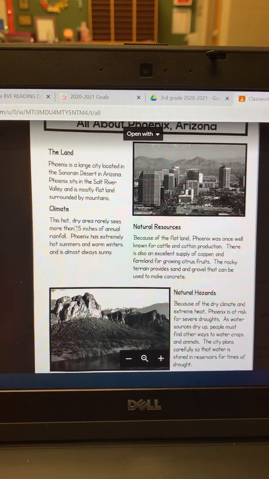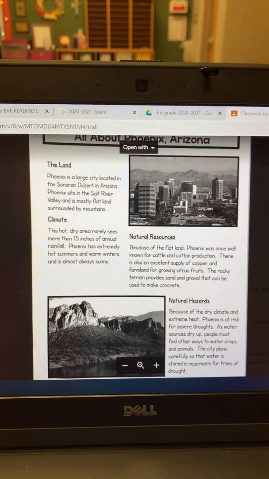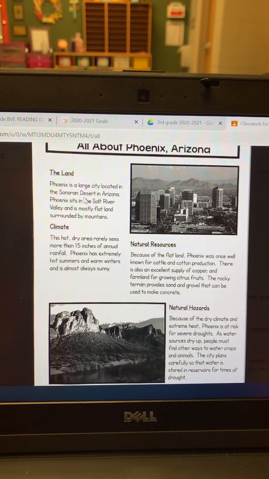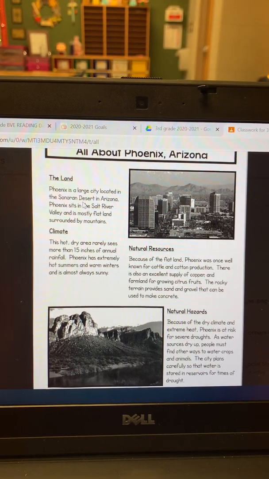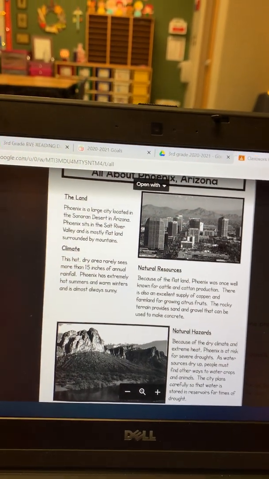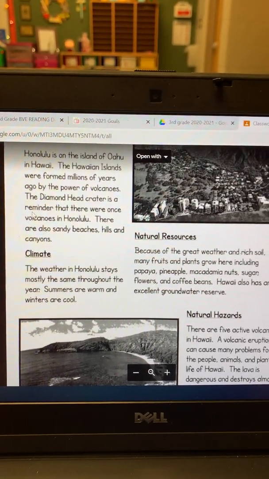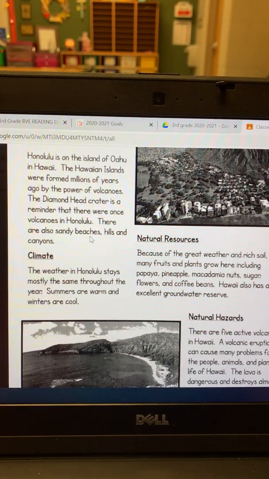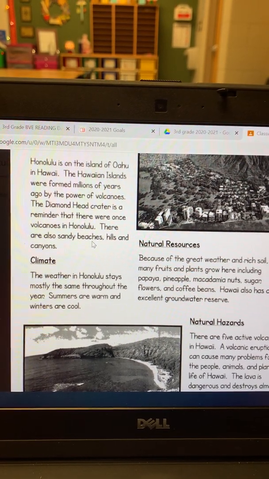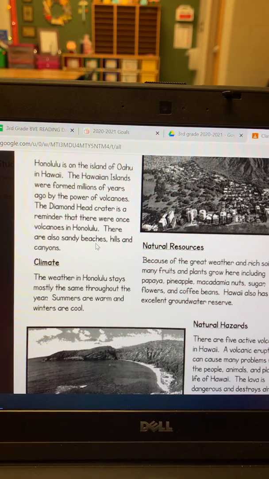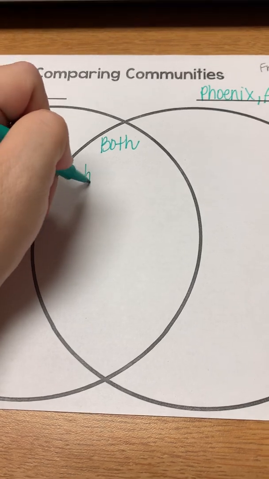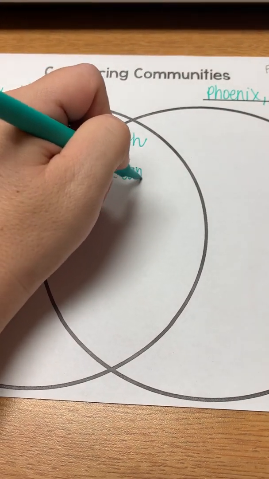So when I'm looking at this, I'm going to just kind of push your thinking here. But in Phoenix, Arizona, if it's a desert, what is on the ground? If you said sand, you're right. So if I look over here in Hawaii, it says that they have sandy beaches. So if I'm thinking about that, is that something that's the same? That they both have sand? So what I would do is I'd look here and I would put here that they both have sand.